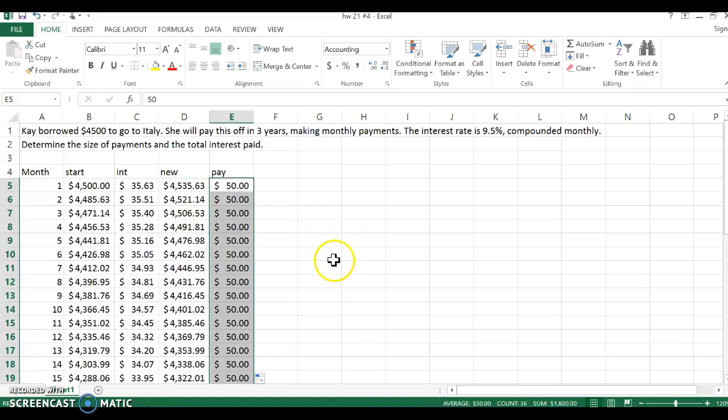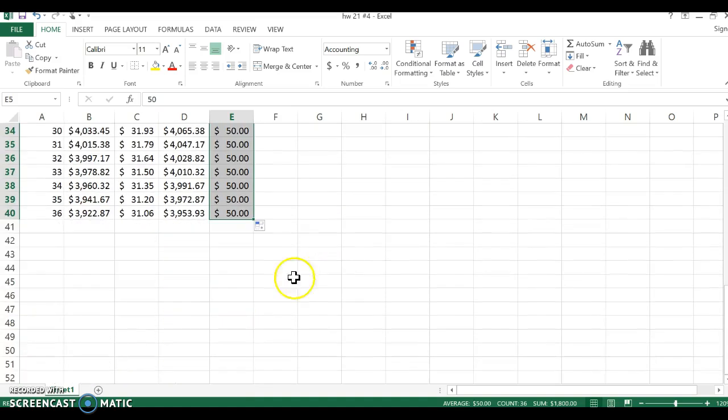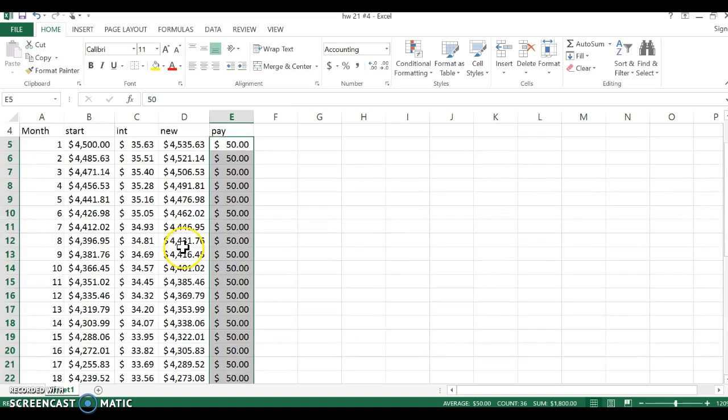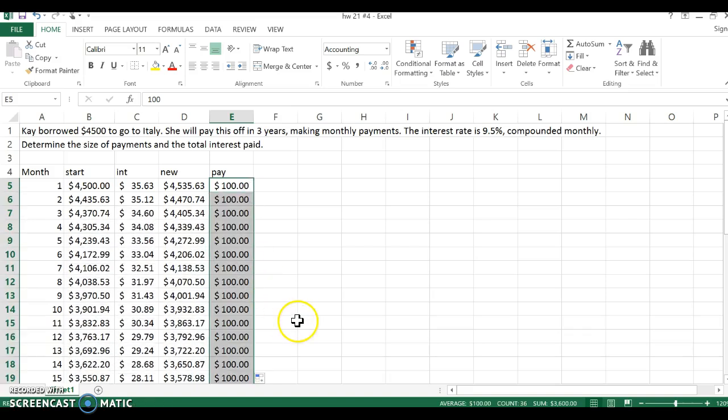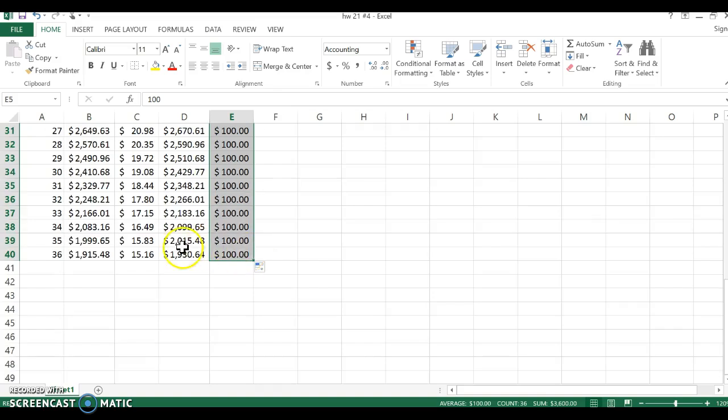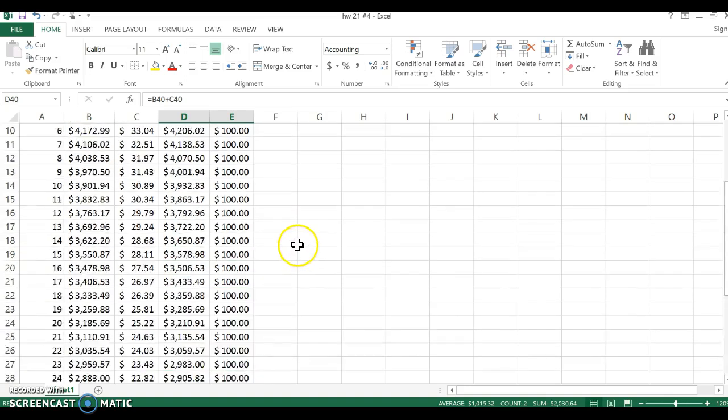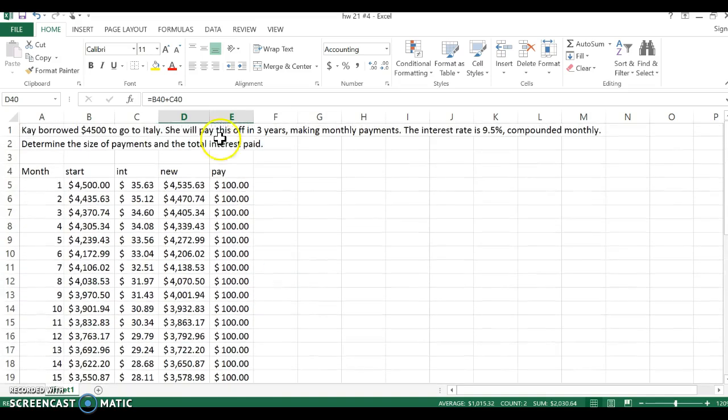Now, let's see if $50 is enough. Nope. At 36 months, I still owe like $3,000. So it's going to have to be a lot bigger than 50. So let's change that last column to 100. And you have to double click on that green box to make it auto-populate. And this is now our guess and check. We need to do this until D and E are almost the same. So 100, still not high enough.